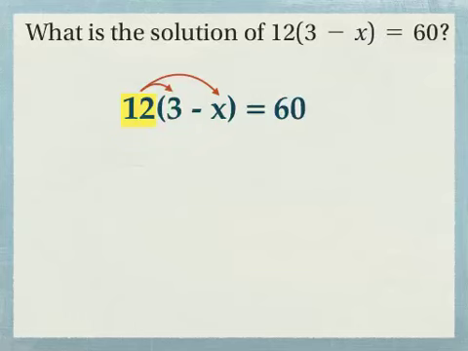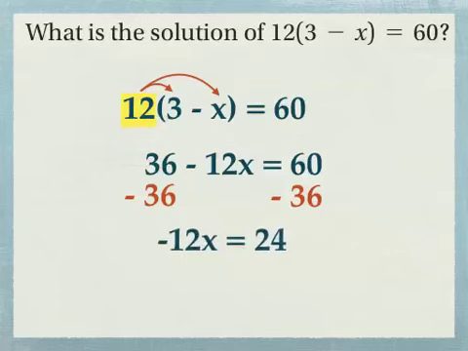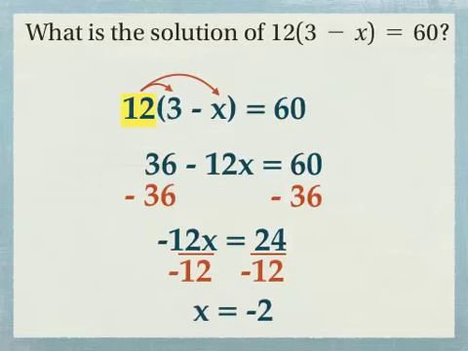Remember, when you just have a variable, there's an understood 1 in front of it, so that would be 3 minus 1x. Notice I do not need to distribute to the 60 because it is not inside of the parentheses. When you distribute, 12 times 3 is 36, minus, and then 12 times the 1x equals 12x, equals 60. Two-step equation, I need to subtract 36 from both sides. When I do, I get negative 12x equals 24. Divide by negative 12 on both sides, and you find that x equals a negative 2.